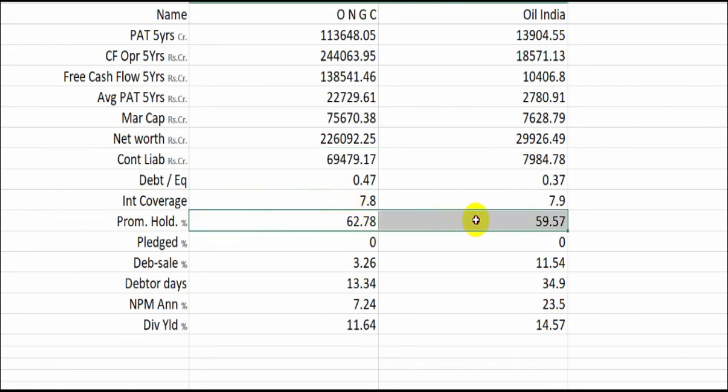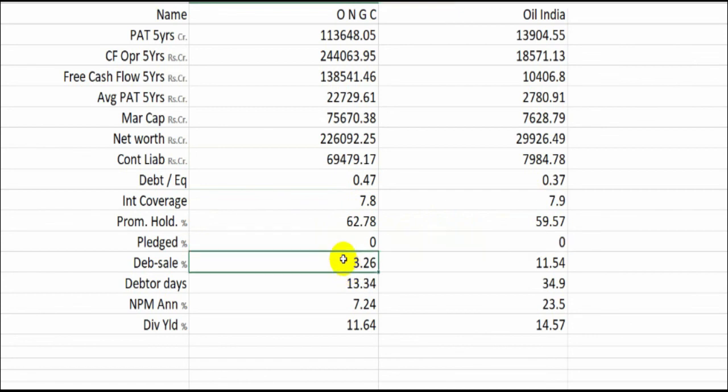Promoter holding for both the companies, because these are government companies, so government holding is very high, above 51%. None of the government shares are pledged. The company's debtor position is good for ONGC. The total debtors to sales percentage was just 3.26%, meaning the total payment to be collected from debtors against the sales of 2019 was just 3.26%, whereas Oil India's was 11% of the sales.